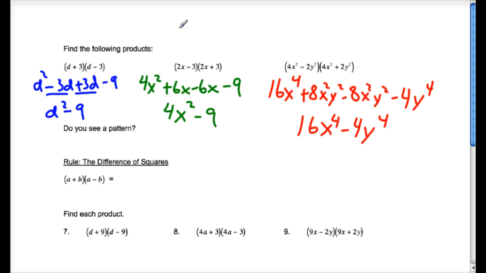Yes. That's the second special case. Are the binomials exactly the same except for the sign? Yes, that is true. What about the answers though? What else do we notice? They are not perfect square trinomials. Are they perfect square binomials? You tell me. Are all the pieces perfect squares? d squared is. 9. No, negative 9 is. Tell me one of them that's not a perfect square.